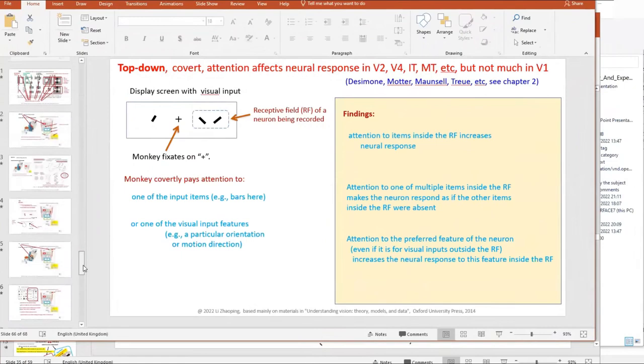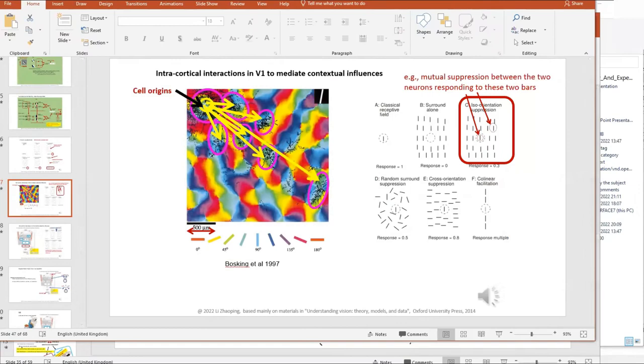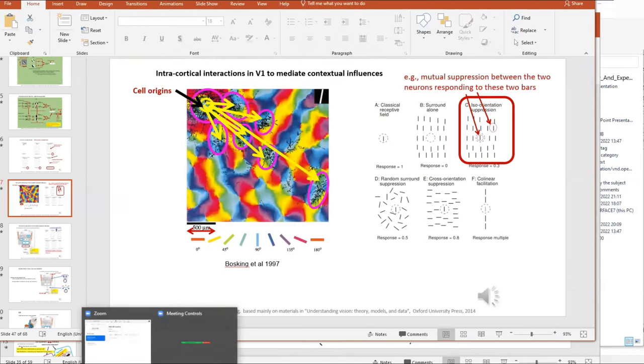So here is a patch of V1. Okay, and so this 500 millimeters, so this is about 2 or 3 millimeters by 2 or 3 millimeters. V1 is roughly about 4 centimeters by 3 centimeters. So it's like a credit card size. So this is a very small patch of V1, okay?